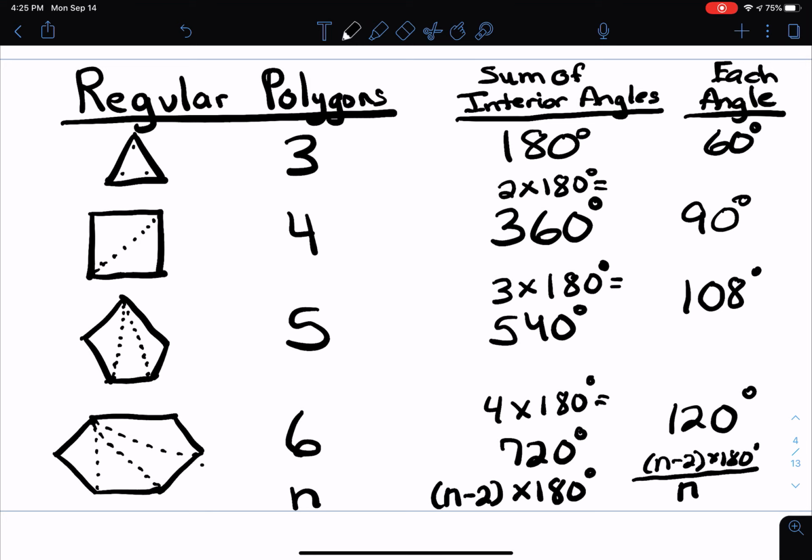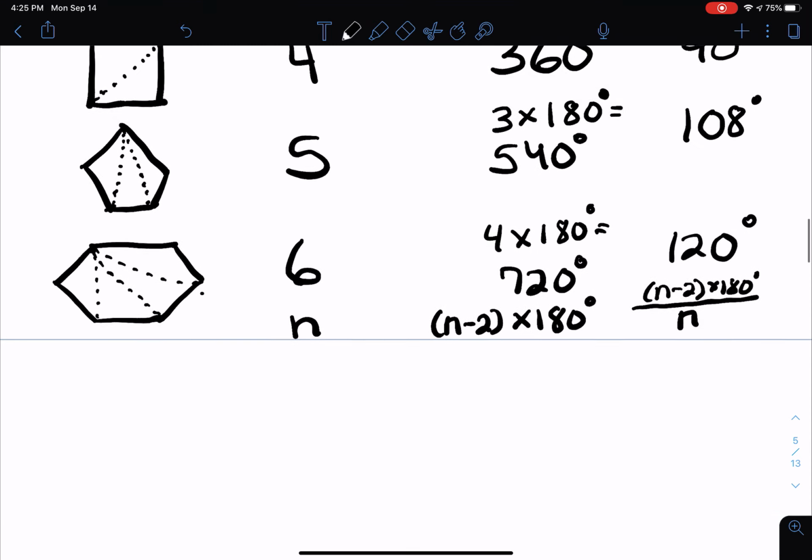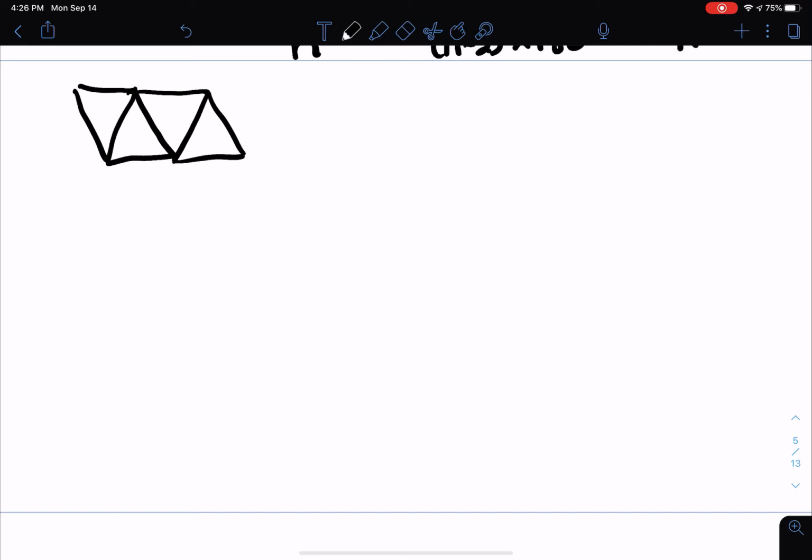So what does this have to do with anything? Well, if you start to look at your tessellations, earlier I drew the one with triangles. Let's draw that again. Let's sketch a triangle one again. I'm going to go ahead and just sketch an edge-to-edge one again because that'll demonstrate this the best.